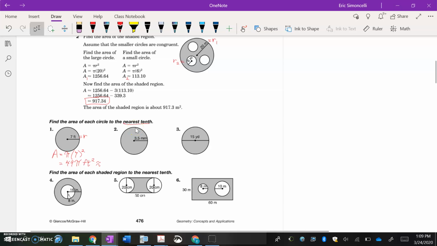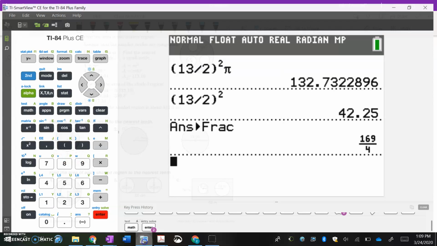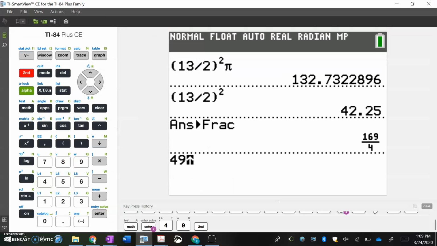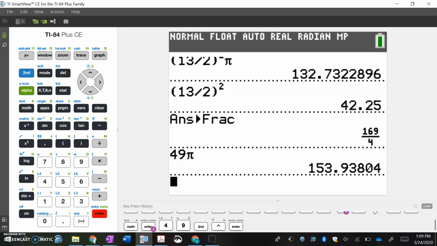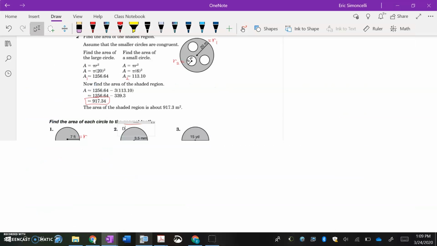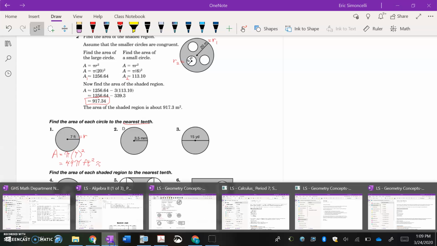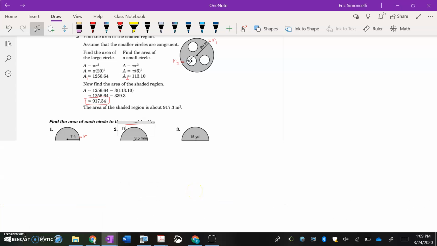Go that extra step and type in 49 pi. And we're looking at 153.9. All right.